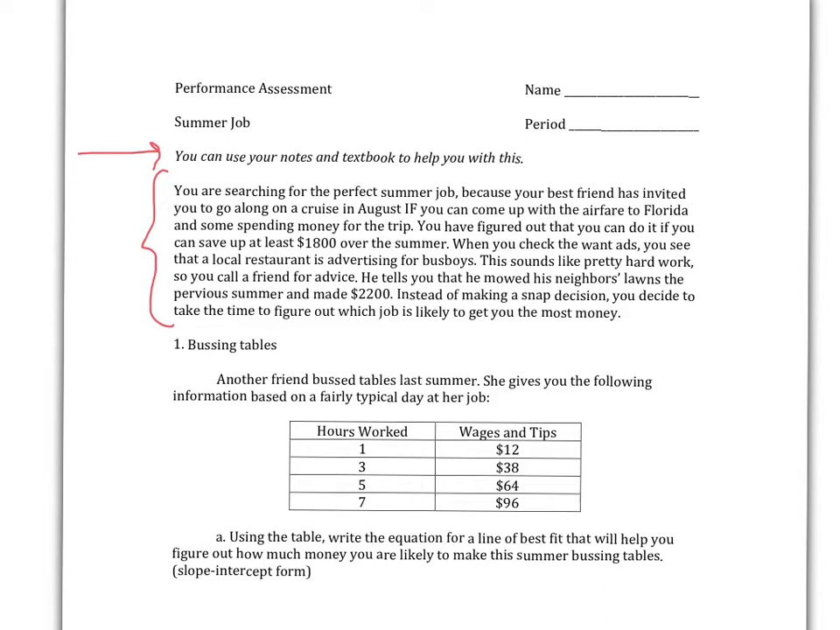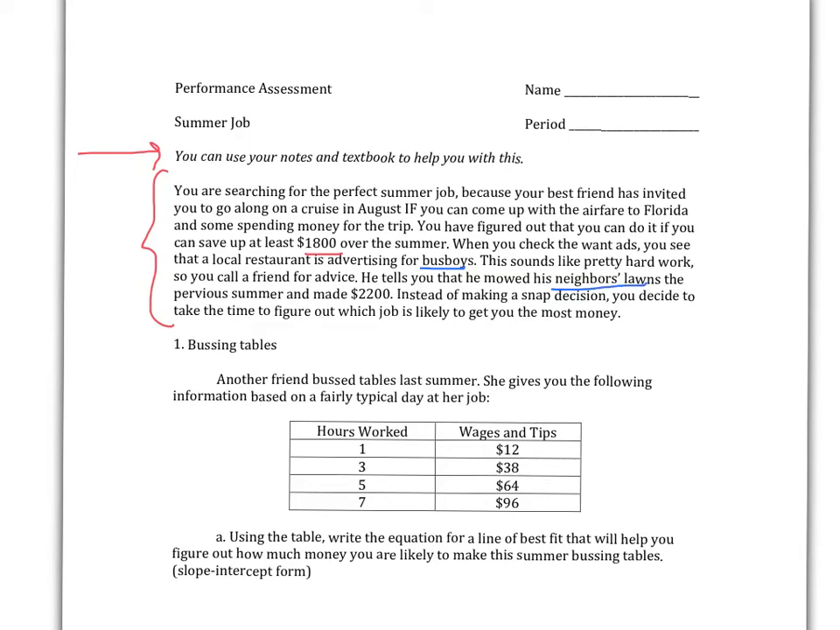What you're going to be doing is you want to go on a trip with your friend this summer, but your parents have told you that you have to pay for the airfare. And you have to save at least $1,800 to go. This includes spending money for you on your trip too. So the two choices that you have is to be a busboy at a local restaurant or to mow neighbors' lawns.